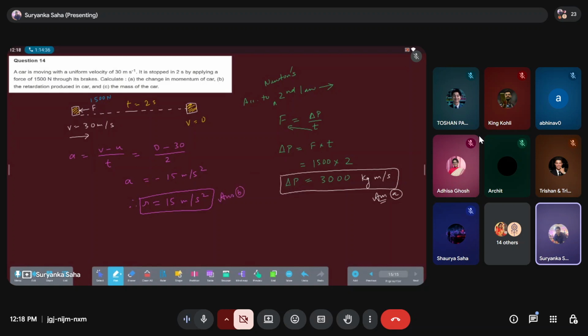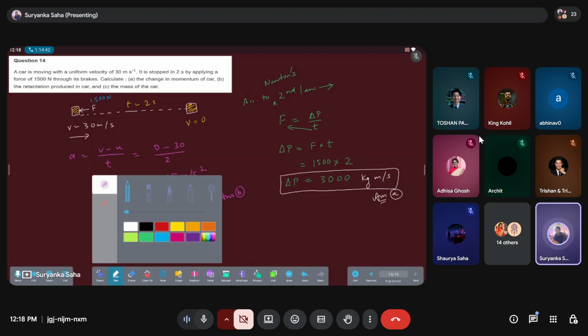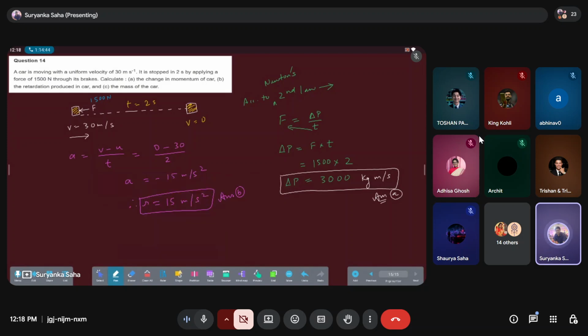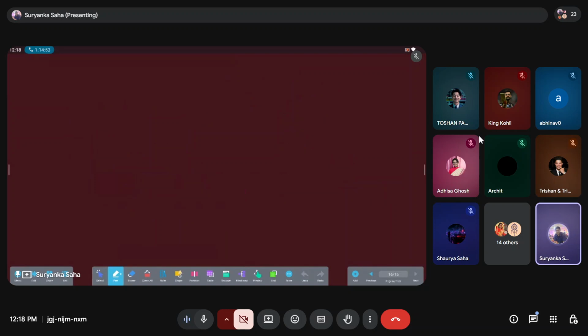Okay. Now mass of the car. Mass is what? Mass is ma. F equal to ma. So if you only consider the magnitude of force, let me write over in the next page. F equal to ma. I am only writing magnitude of force.